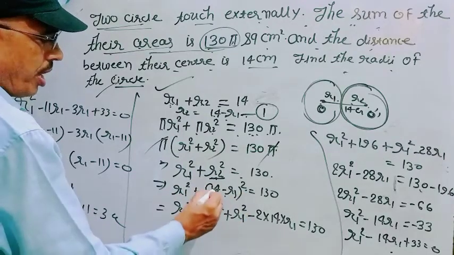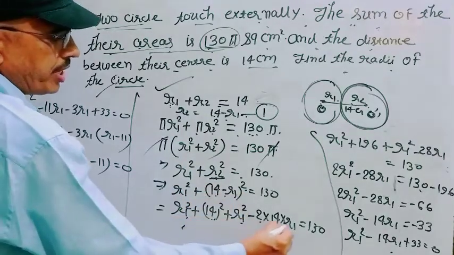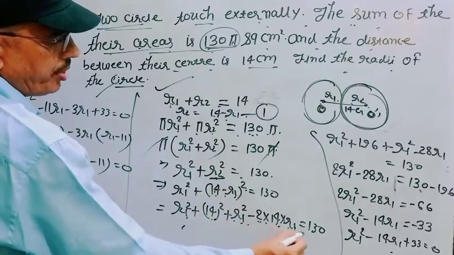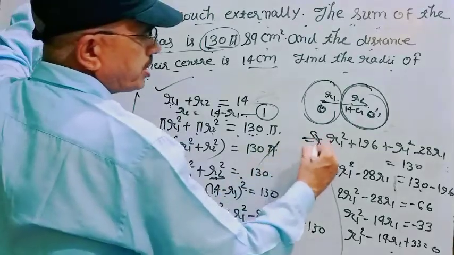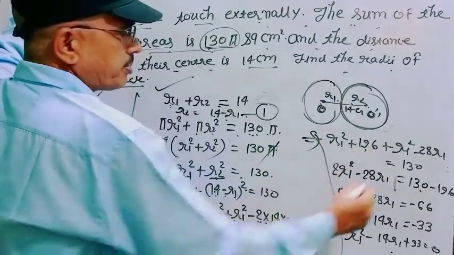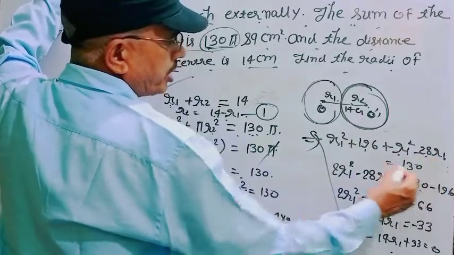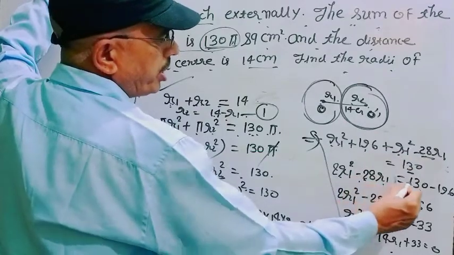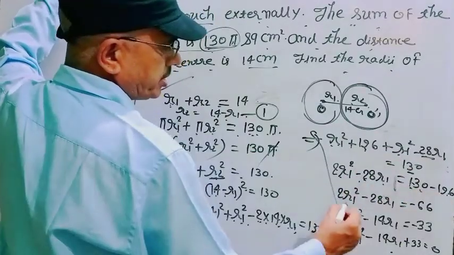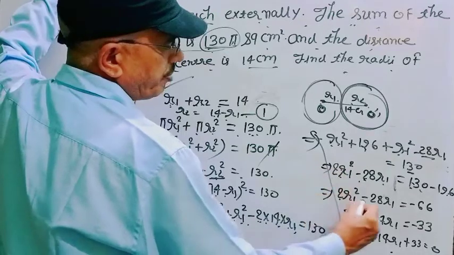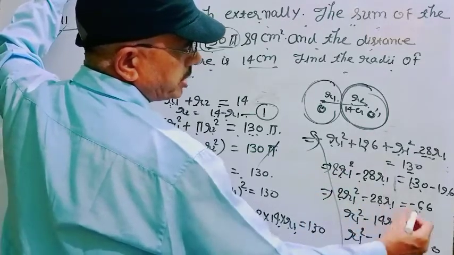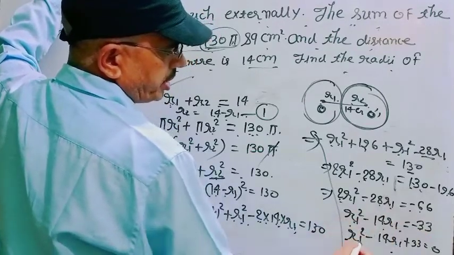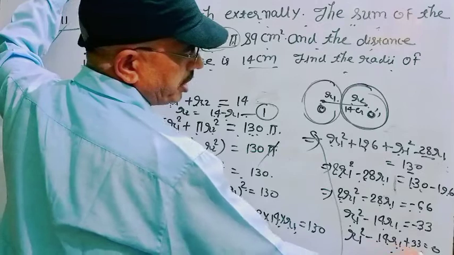So here R1 square, it is A square plus B square minus 2AB. So R1 square plus 14 square plus R1 square minus 2 into 14 into R1 is 135. That means R1 square plus 196 plus R1 square minus 28 R1 is equal to 130. That is 2R1 square minus 28 R1 is equal to 130 minus 196. That is 2 R1 square minus 28 R1 is equal to minus 66. Take 2 as common. Then R1 square minus 14 R1 plus 33 is equal to 0.